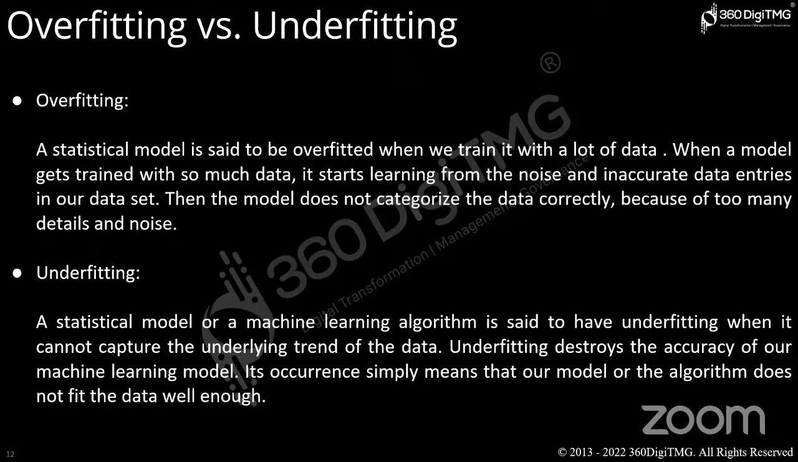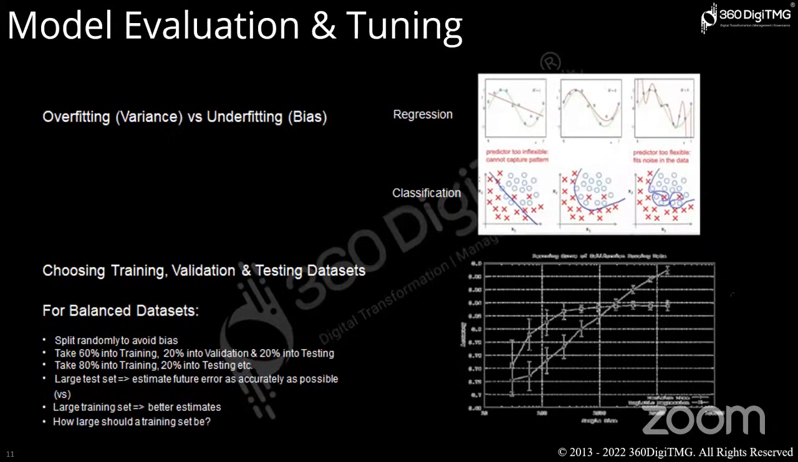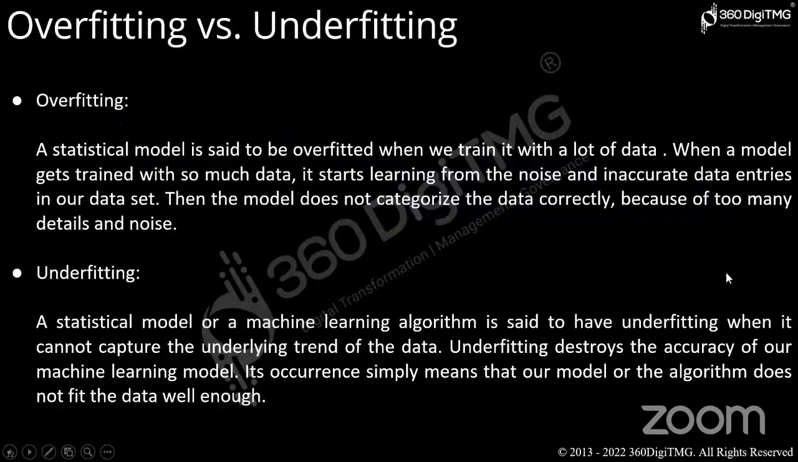Well, overfitting, guys, concerns a statistical model. If a person says that a model is overfitted, it means that when we train it with a lot of data, and the model gets trained with so much data, it starts learning from the noise. See here, we were having a lot of noise in our data, right? If we see this image, we have a lot of noise over here. So when a model gets trained with so much data, it starts learning from the noise and inaccurate data entries as well, right?